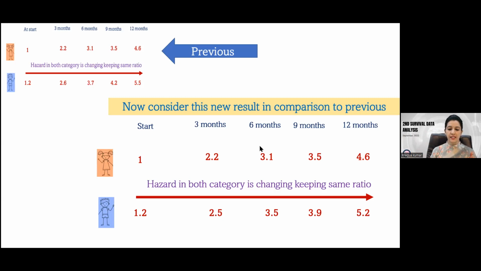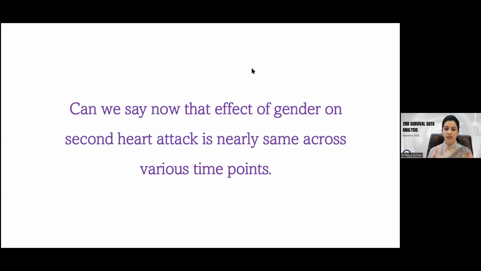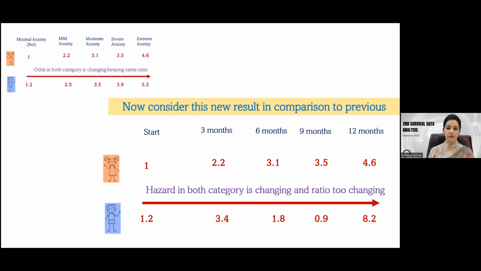So here we can see that in this case also, the hazard in both the categories is changing, but it is keeping the ratio. Then what statement should I give? Should I write like this: now, can we say that the effect of gender on second heart attack is nearly the same across various time points? Because there was a difference, like maybe 1.11, 1.12, 1.13, etc. So can I say that it is nearly the same across each time point? So yes, all of you agree.